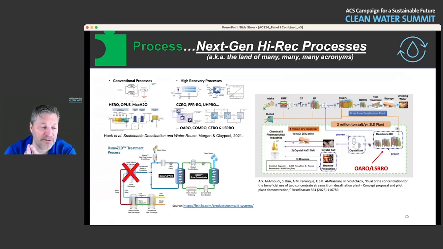So they're going beyond just water treatment, and they're trying to harvest valuable materials, things like bromine, lithium, magnesium, and various salt streams, as well as acid, base, and chlorine production right on site at a desalination plant. Next slide.